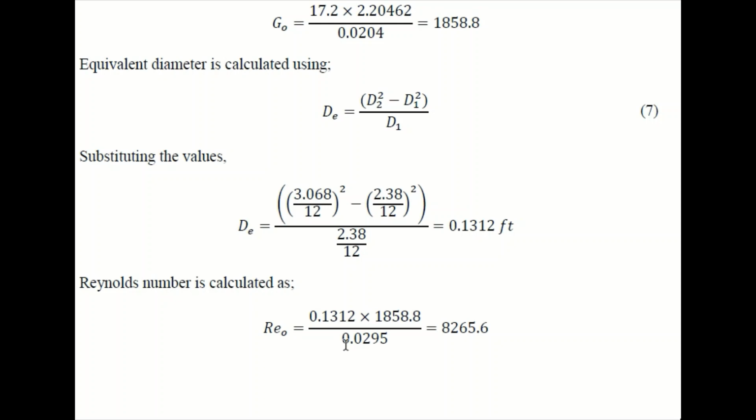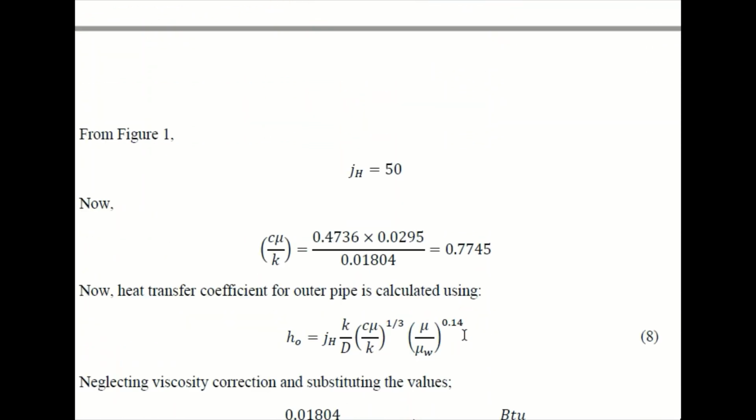Then again we need to find the Reynolds number, and using this Reynolds number we can find the heat transfer factor, which comes out to be 50. Again we need to find the Prandtl number, because we need this Prandtl number in the heat transfer coefficient for the outer pipe.